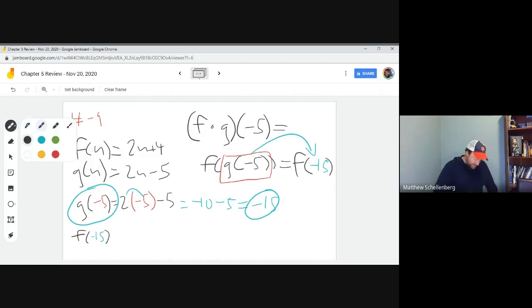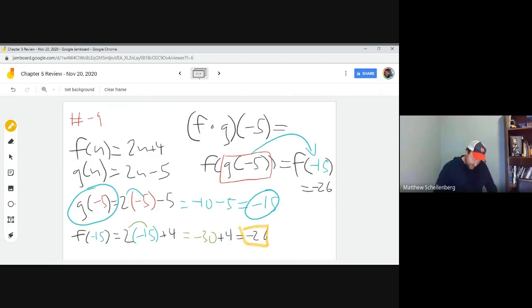And we're going to plug this into the f function. So it's 2 times negative 15, because we're just replacing the n with negative 15, plus 4. This gets distributed. That is negative 30 now, plus 4. And that, of course, gives us our answer, which is negative 26. So that means this is negative 26. And that is our answer.